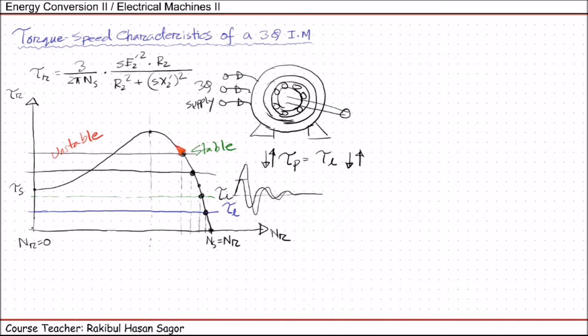But if the line crosses this maximum point, that means if we provide a higher amount of load than this maximum load, then the motor won't be able to run with this amount of load and the motor will stop. And this point is named the maximum torque. Sometimes it is also referred to as breakdown torque.